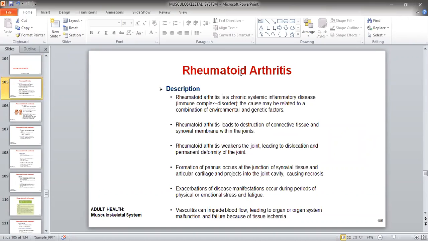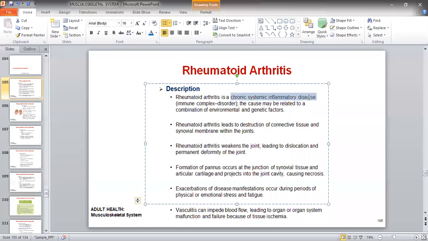First, rheumatoid arthritis, right? Rheumatoid arthritis basically is a disease that frequently attacks patients aged 20 to 25 years old. Okay, this disease frequently attacks if anybody has any underlying cause. So rheumatoid arthritis is a chronic systemic inflammatory disease. Chronic means long term. System involved. Inflammation occurs. The cause may be related to a combination of environmental or genetic factors.